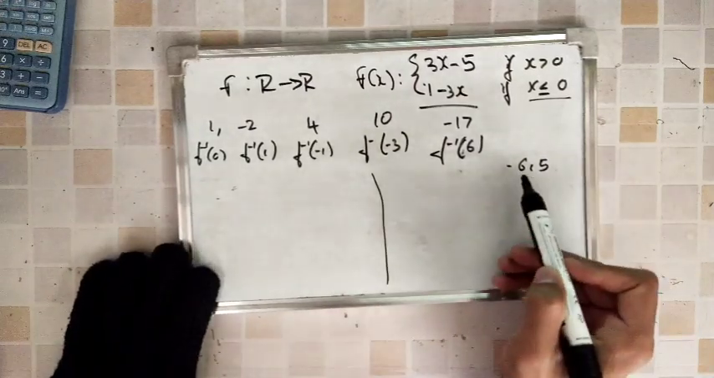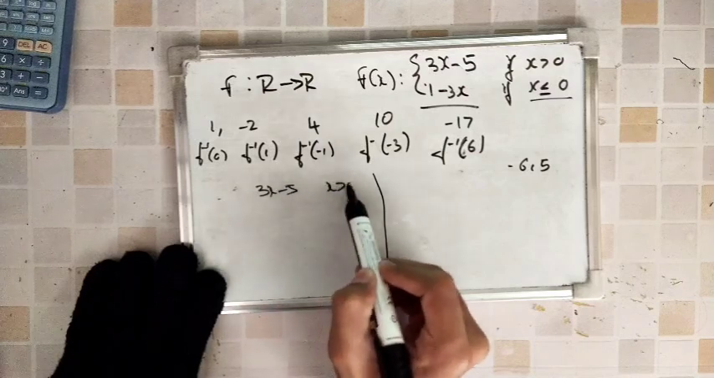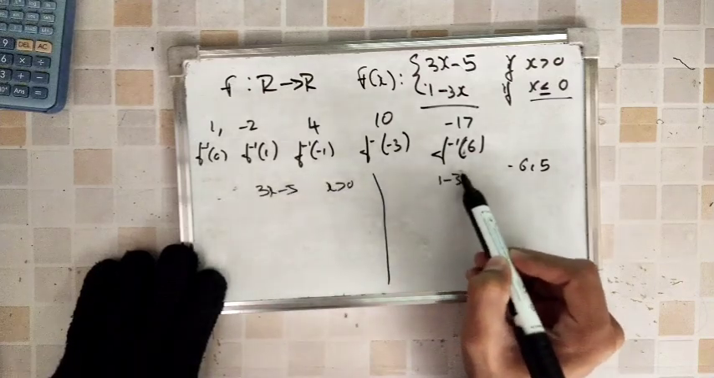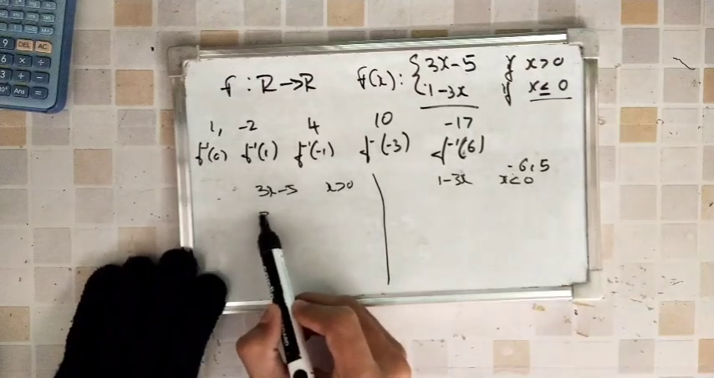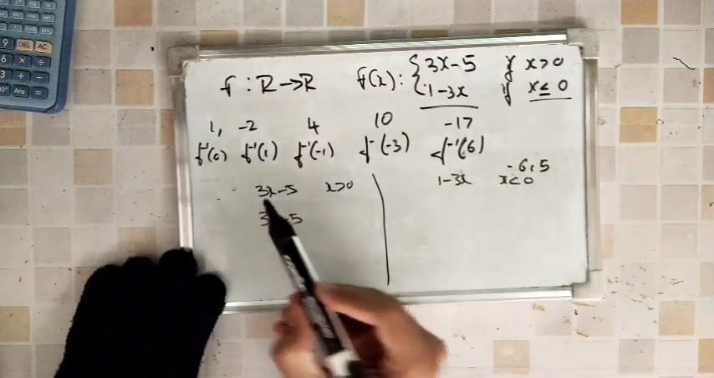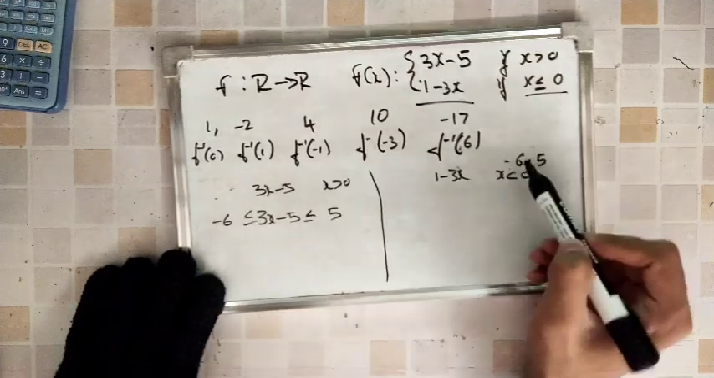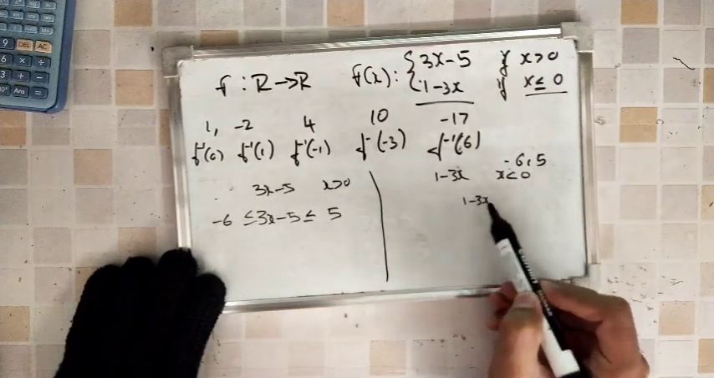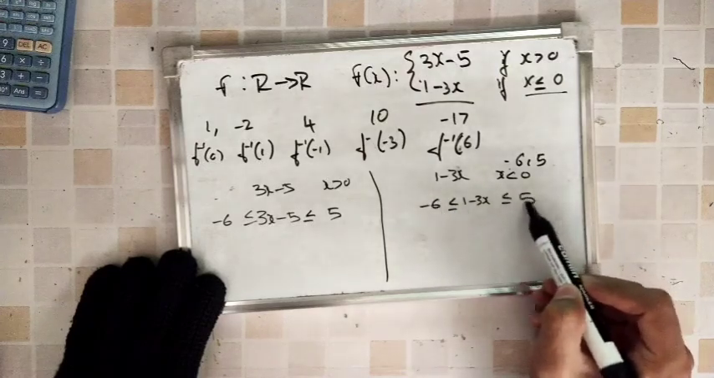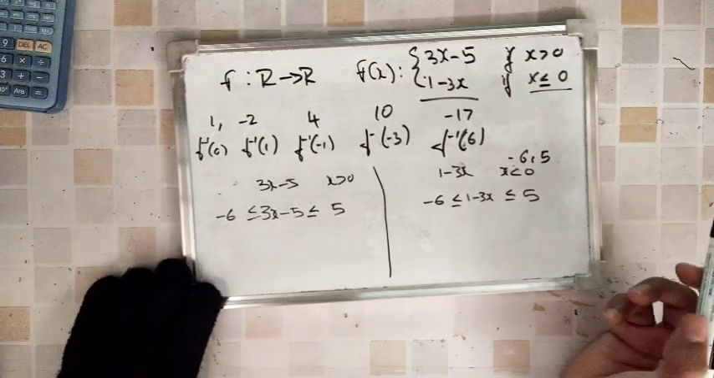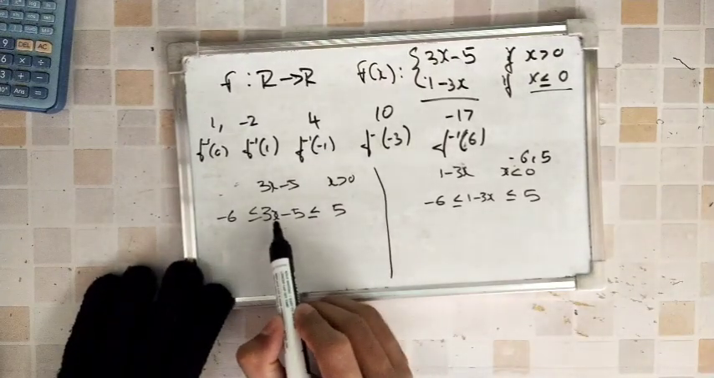I will use both the values for this 3x minus 5 for x greater than 0, and here 1 minus 3x for x less than or equal to 0. So see here, I have 3x minus 5, it should be greater than or equal to minus 6 and this should be less than or equal to 5. Same way, 1 minus 3x should be greater than or equal to minus 6 and less than or equal to 5. Okay, now I have to solve. I have to make changes in such a way that only x remains.